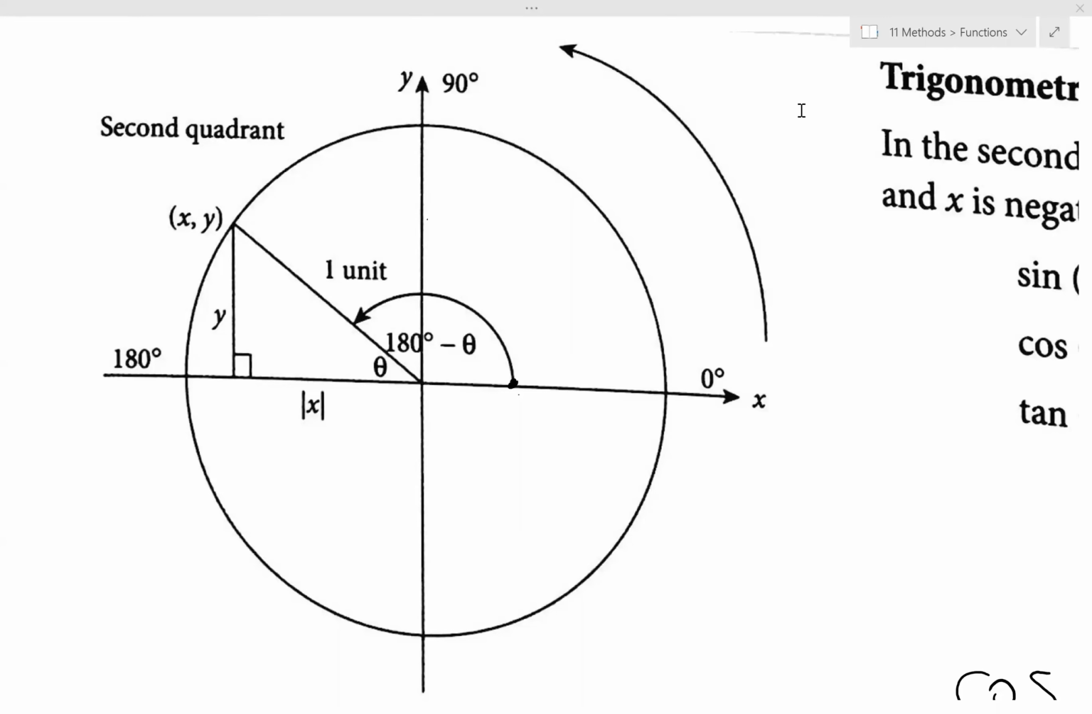Looking at the second quadrant of a unit circle. This is the second part of a series of 4 videos about the unit circle. So we've already looked at the first quadrant and we looked at how the ratios of sine, cos and tan are related to the x and y variables.